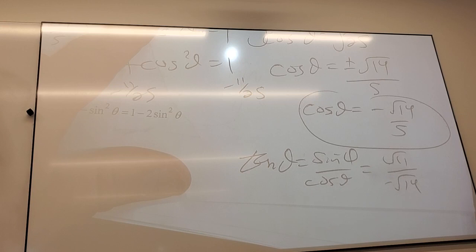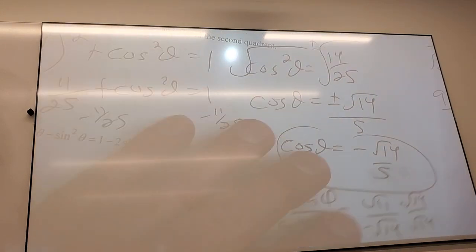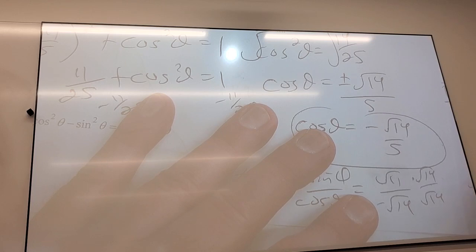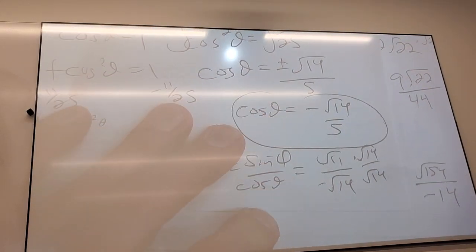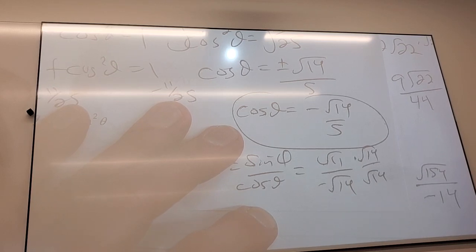And what do I have to do with that? I have to rationalize this. Multiply by the square root of 14. And I'll get square root of 154 over negative 14. It doesn't cancel. If you know sine and you know cosine, you know tangent. You just gotta make the ratio. That's the beautiful thing. Once you figure out sine and cosine, you don't have much work. You can just build the other ones off of those.